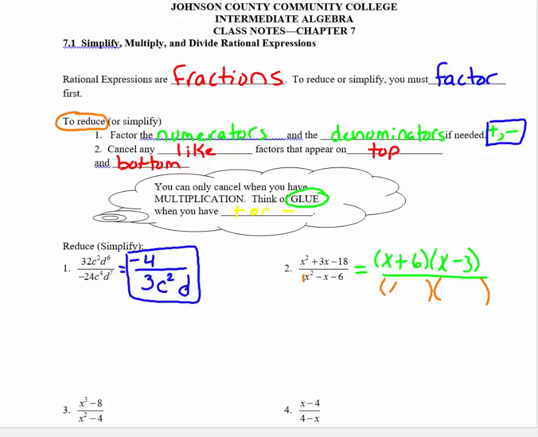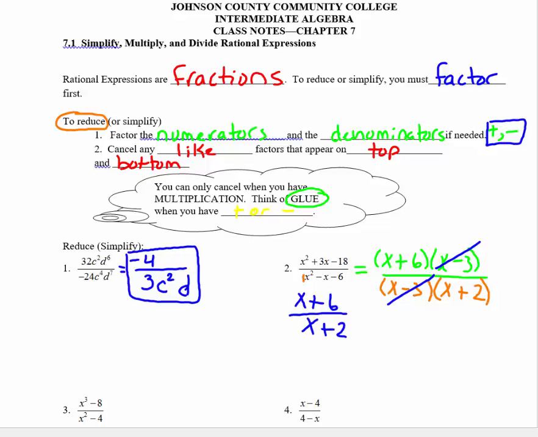Those would be negative 3 and 2. So x minus 3 and x plus 2. Now we look to see if there's any factor that appears on top and bottom that we can cancel. There's an x minus 3 on top and an x minus 3 on bottom. Those can cancel, and I'm left with x plus 6 all over x plus 2.